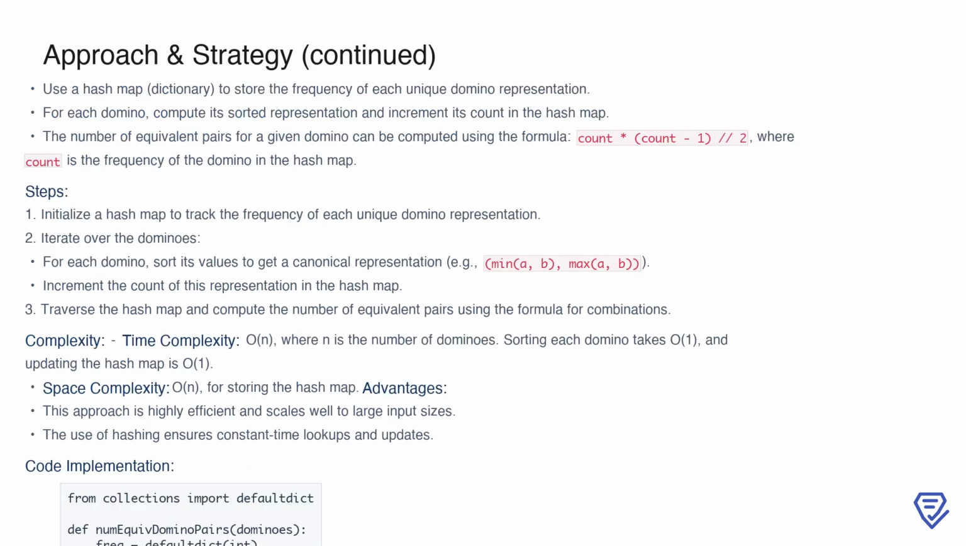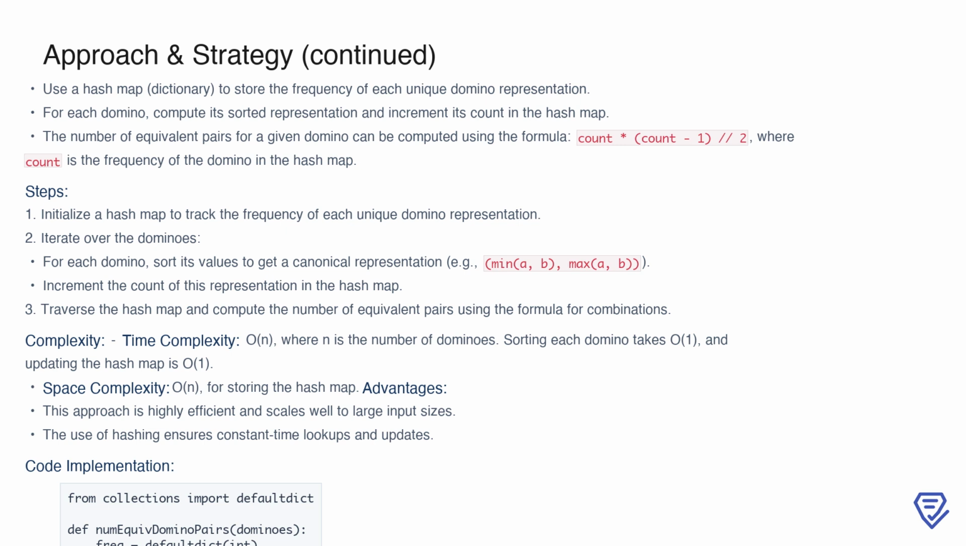To address the inefficiencies of the brute force method, we adopt an optimized approach using hashing. The key insight here is that the order of the domino values does not matter when determining equivalence. Instead, we can represent each domino uniquely by arranging its values such that the smaller number comes first.